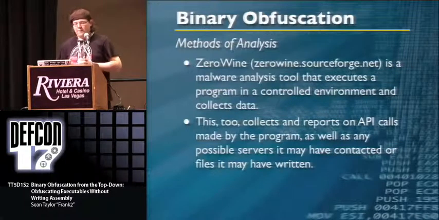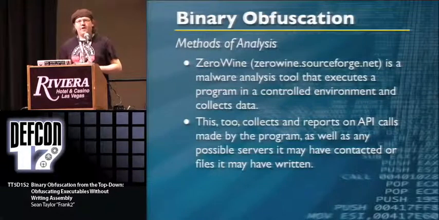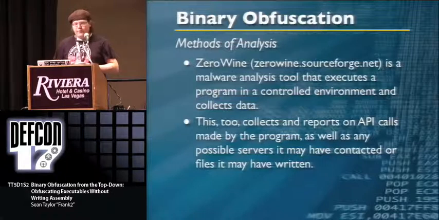ZeroWine is a malware analysis tool that sounds exactly what it is. It runs in Wine, and it runs your program. Then it does a bunch of analysis on the binary as it executes, and then it gives you a whole report. This also shows you a bunch of API calls that are made with the program. So it also figures out what files it wrote to the hard drive and things like that.